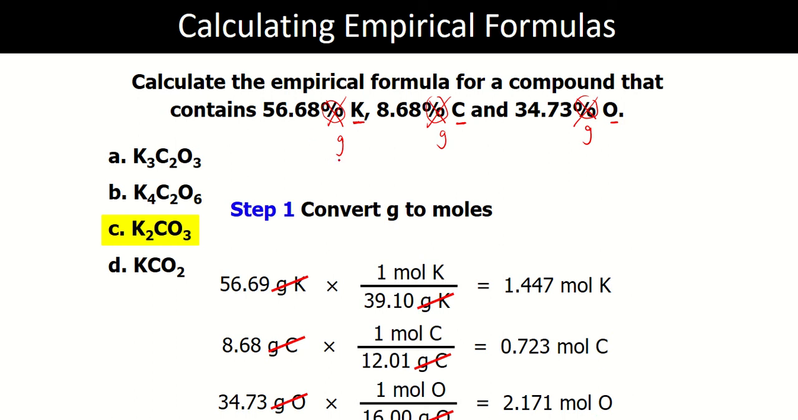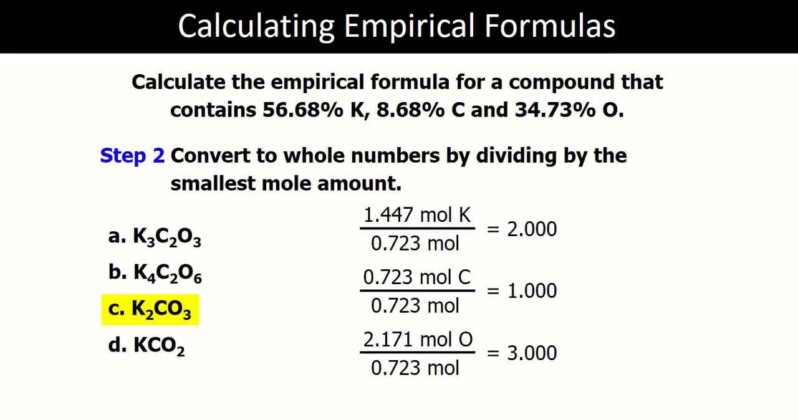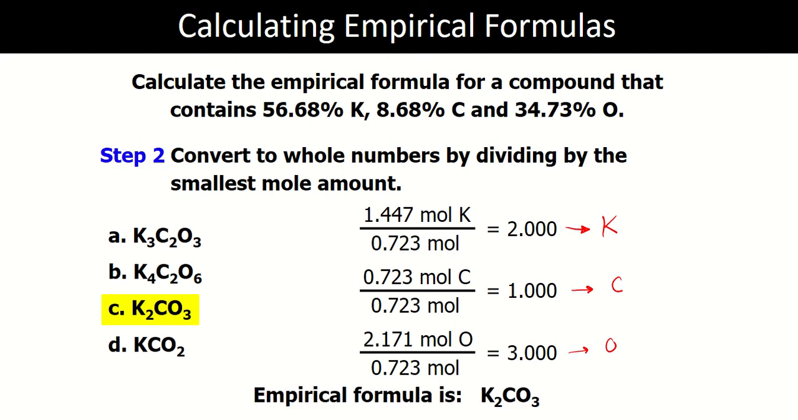Right now, I have to divide by the smallest mole number. Whenever you have moles of each one, you need to see which one has the smallest mole number and divide by that one. In this example, carbon has the smallest mole number, so I have to divide everything by this number. If you do that, you get this. It gives us the number of potassium, number of carbon, and number of oxygen. As you see here, the formula is going to be K2CO3. So we can easily call that one potassium carbonate.